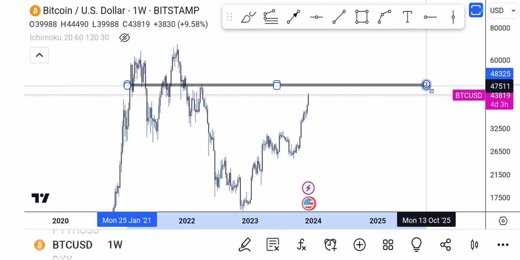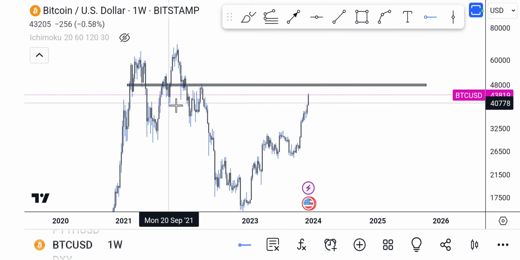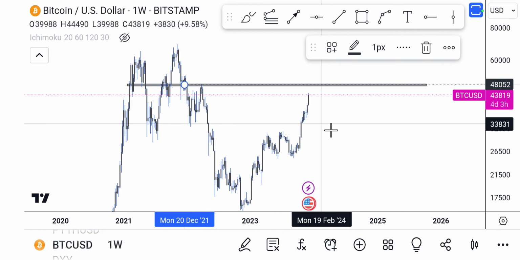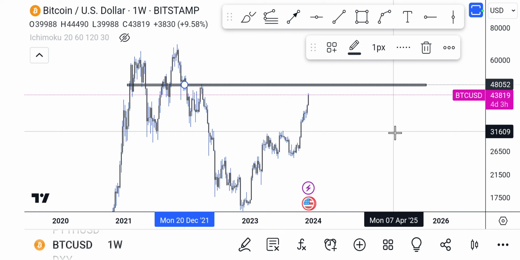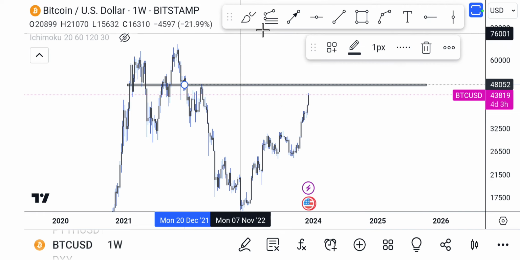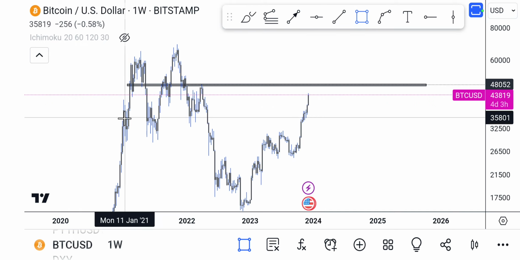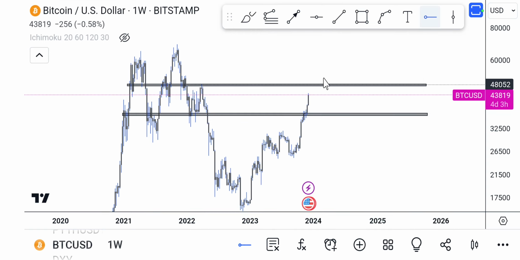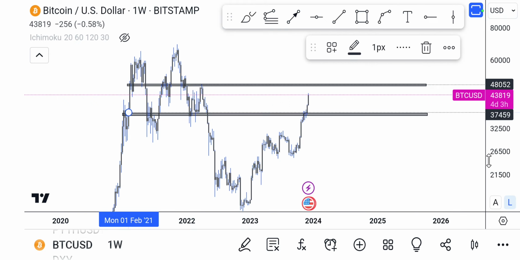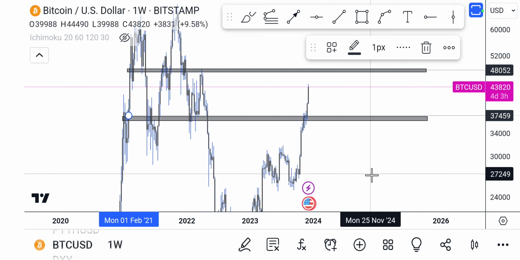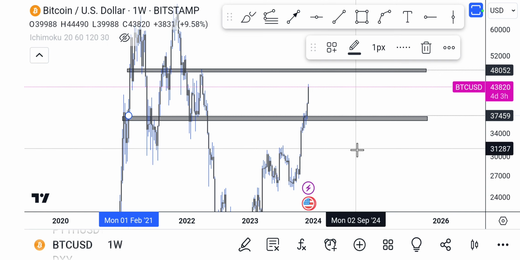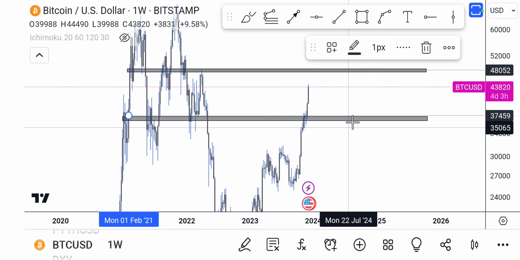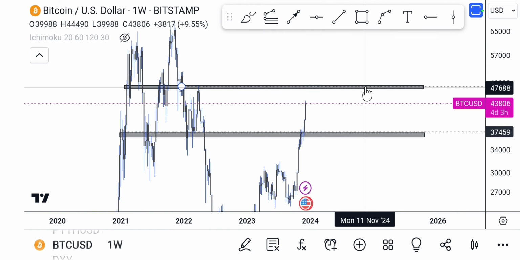I'll pay close attention to this resistance here, which is pointing at 48,000, and a support around here too as well. Support around here, pointing to this, which is 37. Yeah, so it's very, very important to take note of this. We'll pay close attention to these numbers, especially this 48 here, which is very, very important.